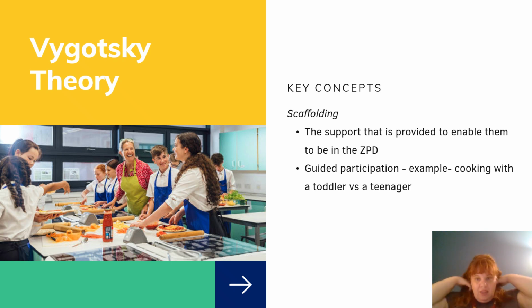This is where in teaching, we want to have guided participation. For example, if you're trying to teach cooking skills, you're going to teach it very differently with a toddler than a teenager, right? Because their zone of proximal development is different. So they need different kinds of scaffolding. If you're teaching a toddler how to cook, you are going to be doing a lot of it, but you're going to be saying, okay, here's the dough, here's the rolling pin, let me put my hands on top of your hands and let's roll it together, right?